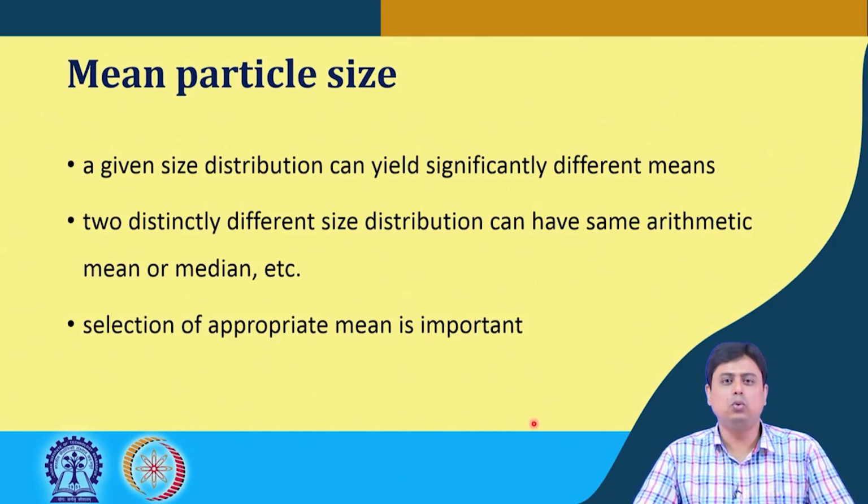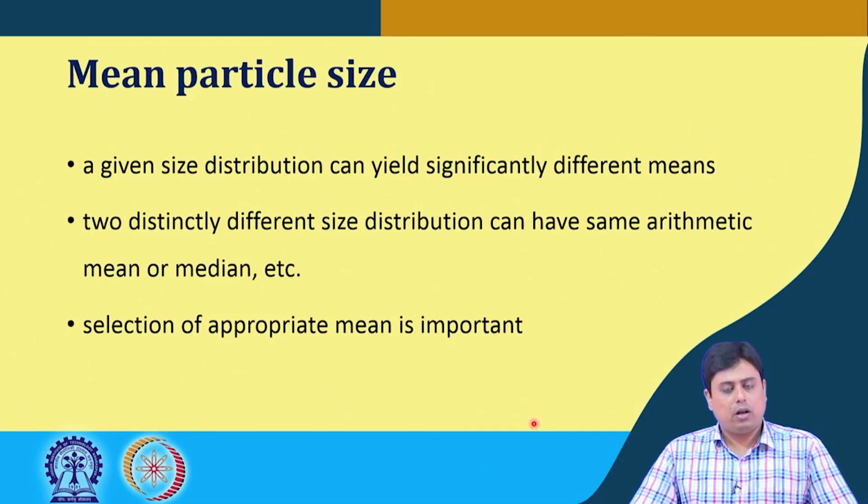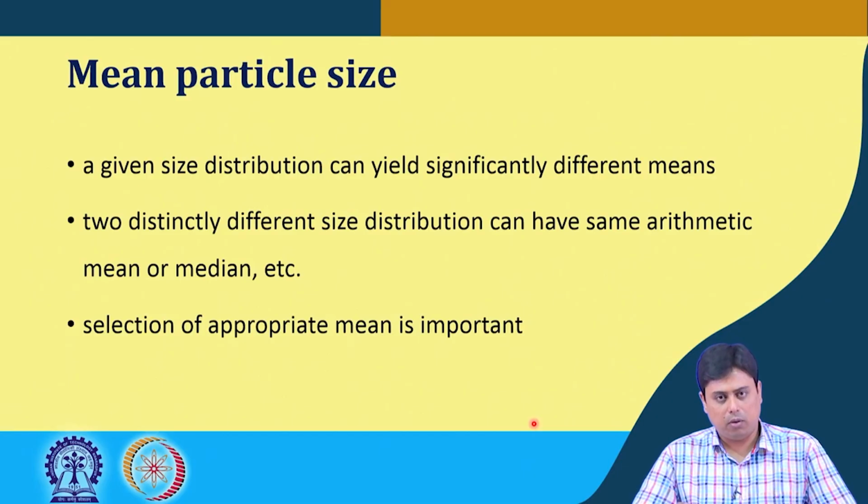So, what it leads to is that if you choose a wrong mean, your design and all other subsequent steps can be wrong, and it will create some inappropriate design. So, the selection of the appropriate mean for a particular size distribution is important, and identifying a particular mean which will be representative in each case is equally important.